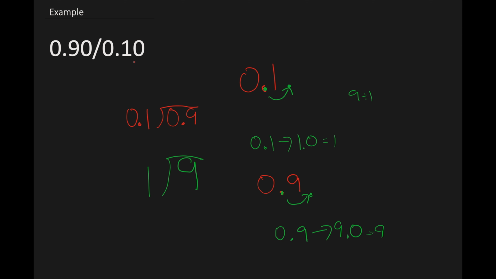I'm going to go back to red here. And 1 goes into 9, 9 times. That should be pretty easy. 9 minus 9 is 0, so we have a remainder of 0. So that's pretty simple. So now we're going to be talking about the next one.